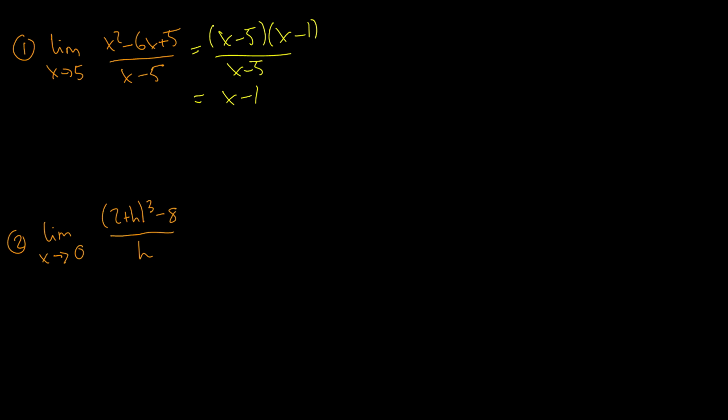So I've been bad and I haven't been writing my limits down, but I'm skipping them for now because it's faster to write them without. So we take the limit as x goes to 5 of x minus 1, which is equal to 5 minus 1, which is equal to 4. Awesome, that was pretty easy.